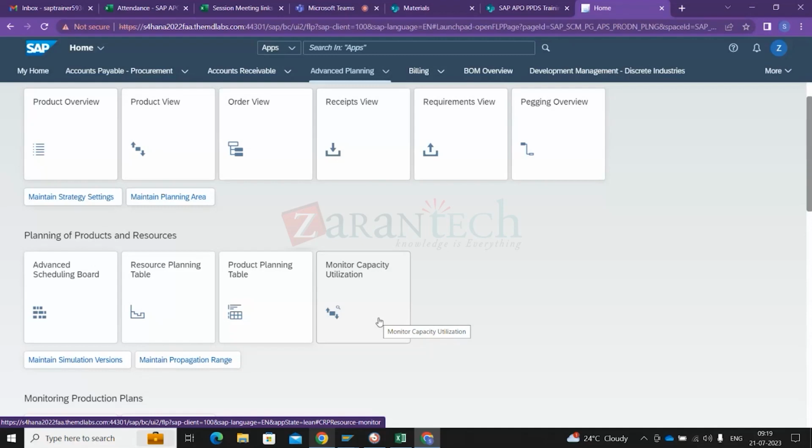At that time, if he goes to this monitor capacity utilization app, he would know that he has excess capacity. Okay, then what do I do? I'll overproduce so that I can pre-build my stock. This is fine, right? So top management might look at this one, correct?